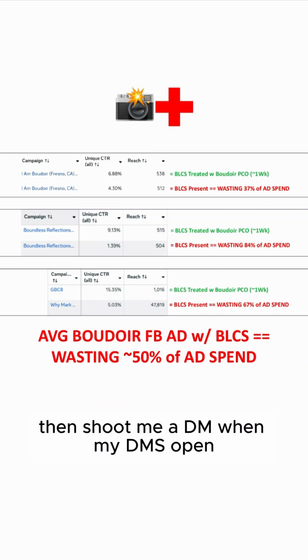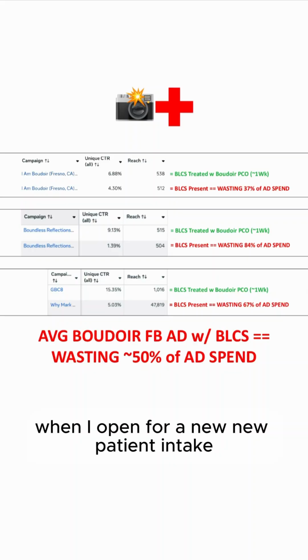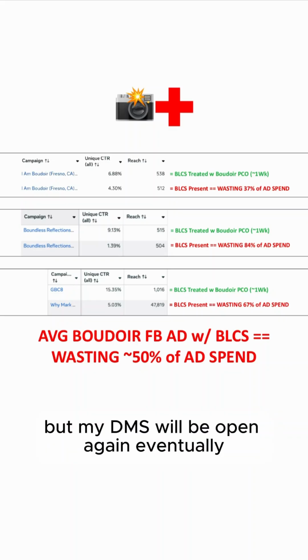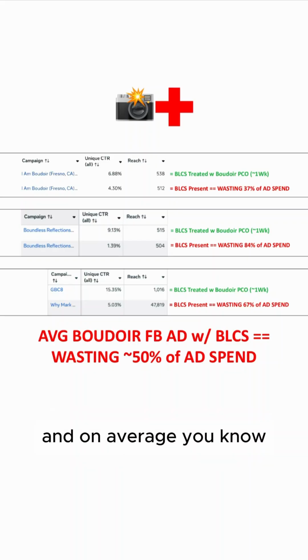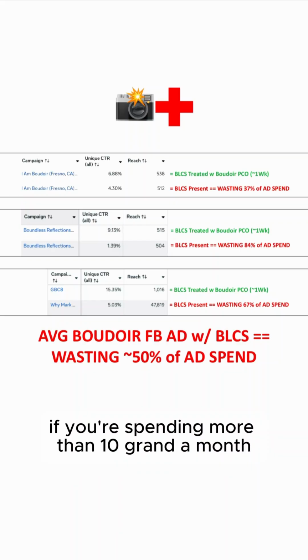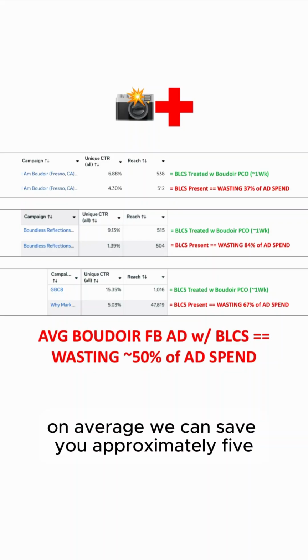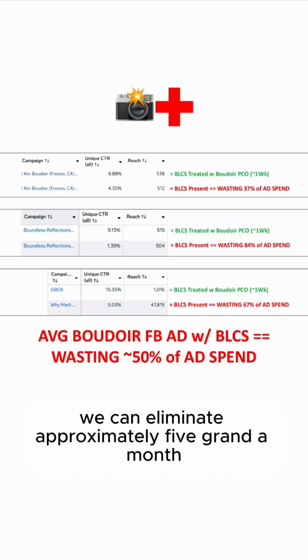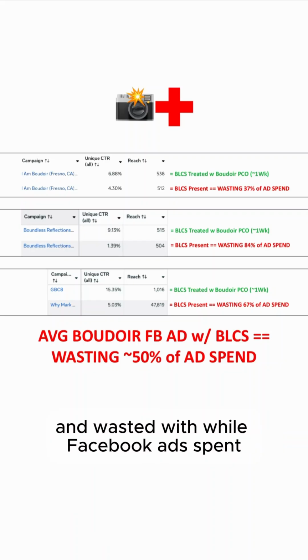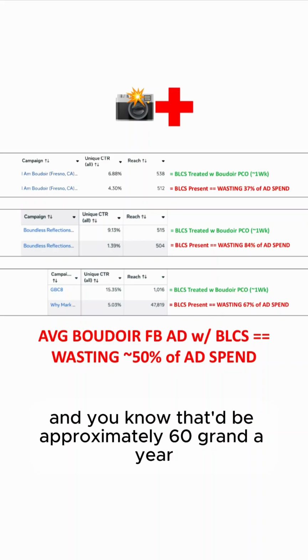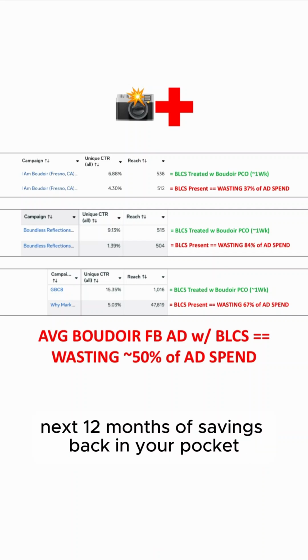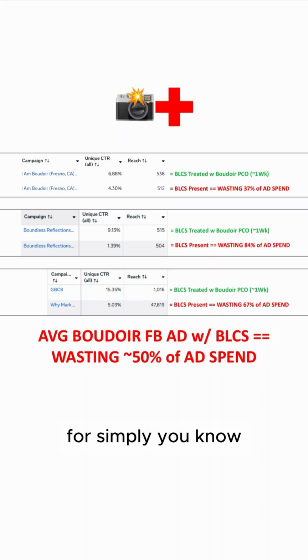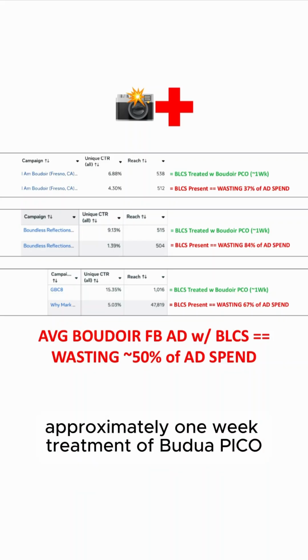Then shoot me a DM when my DMs open, when I open for new patient intake. My DMs are closed right now, but my DMs will be open again eventually. And on average, if you're spending more than 10 grand a month, we can eliminate approximately 5 grand a month in wasted Boudoir Facebook ad spend. That'd be approximately 60 grand a year in the next 12 months of savings back in your pocket for simply approximately 1 week treatment of Boudoir Pico.